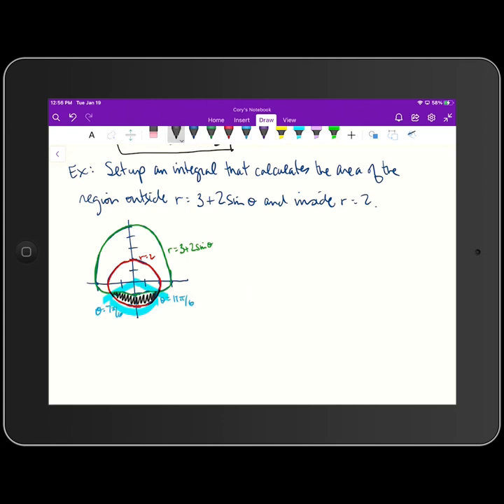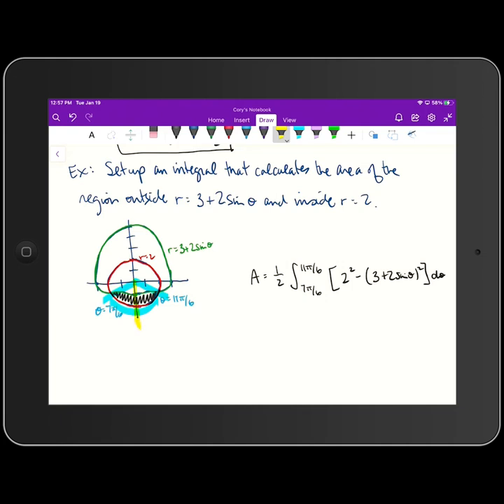Okay, so our area here would be equal to 1/2 times the integral from 7 pi over 6 to 11 pi over 6. The longer radius, so the curve that's furthest away from the pole here, is going to be 2 squared, minus the shorter radius, the curve that's closest to the pole, which would be 3 plus 2 sine of theta squared. And then we are integrating that with respect to theta. But again, I would not set it up this way.